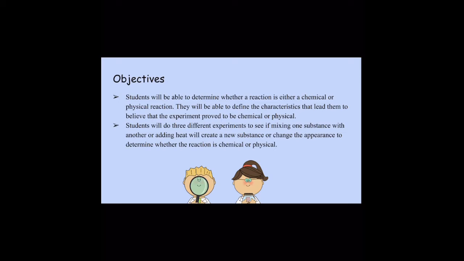Hello, my name is Brenna, and we're going to be going over the objectives now. So, students will be able to determine whether a reaction is either a chemical or physical reaction. They'll be able to define the characteristics that lead them to believe that the experiment proved to be chemical or physical. So the students will be doing 3 different experiments to see if mixing one substance with another or adding heat will create a new substance or just change the appearance to determine whether the reaction was chemical or physical.